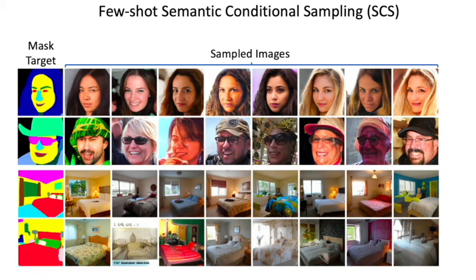We also built a semantic conditional sampling application. Similar to image-to-image translation, our aim is to find images that match the user-specified targets. Our few-shot SCS application is able to generate images that respect the target well.